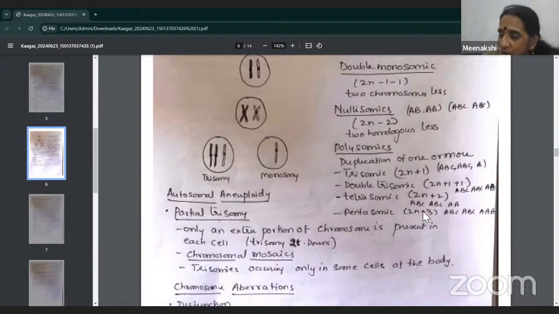Pentasomic, that is 2n plus 3. The same type of chromosome will be added thrice. ABC is the general composition, plus A will be there.